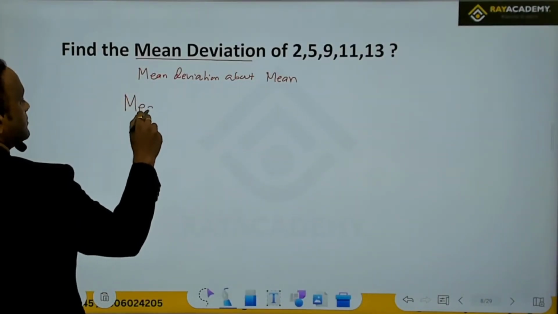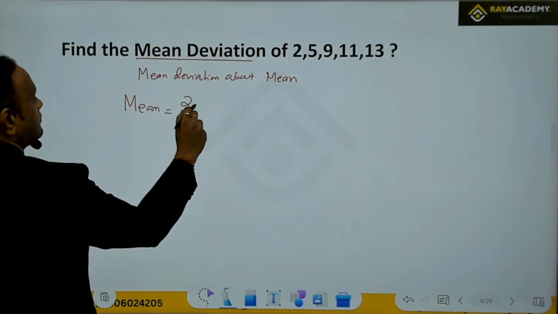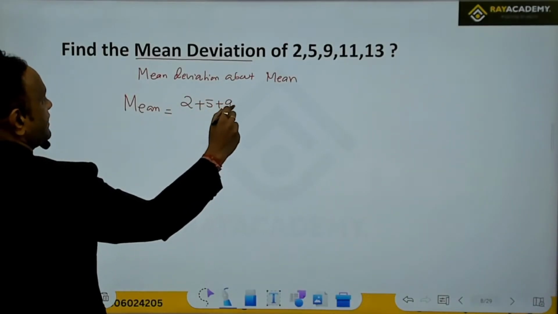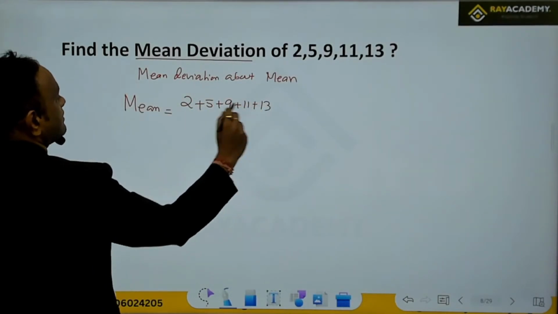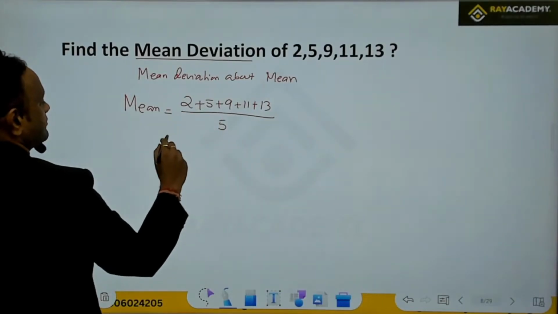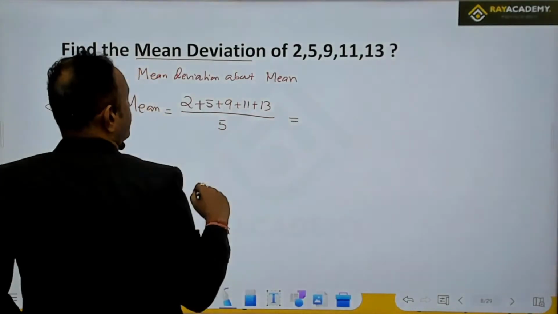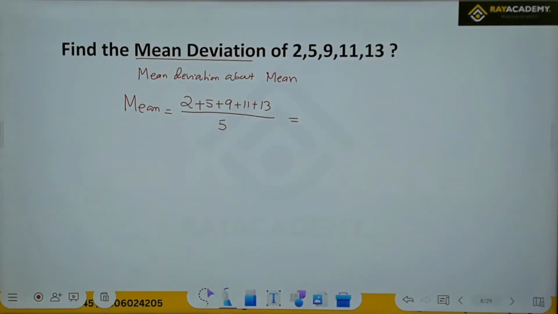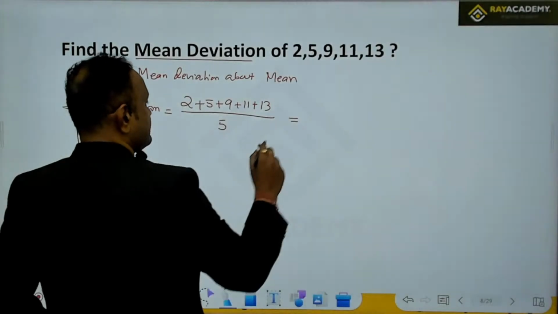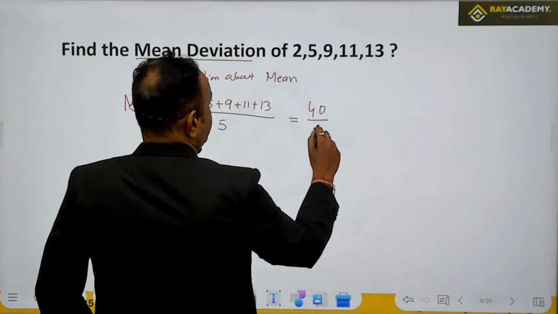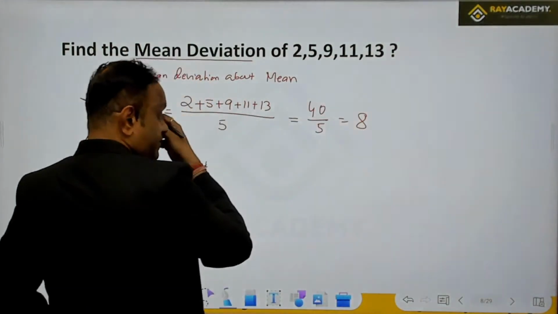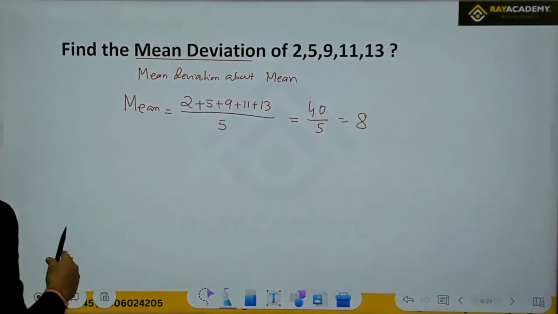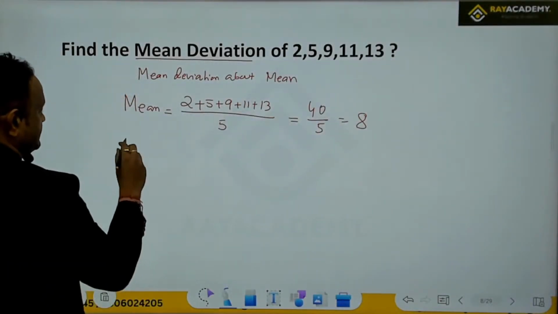What is the mean? Mean is simply the average: 2 plus 5 plus 9 plus 11 plus 13 divided by 5. So what are you getting? 5 plus 2 is 7, 7 plus 9 is 16, 16 plus 11 is 27, 27 plus 13 is 40. 40 divided by 5 is 8. So 8 is the mean of the data set. Then you find out the deviations.